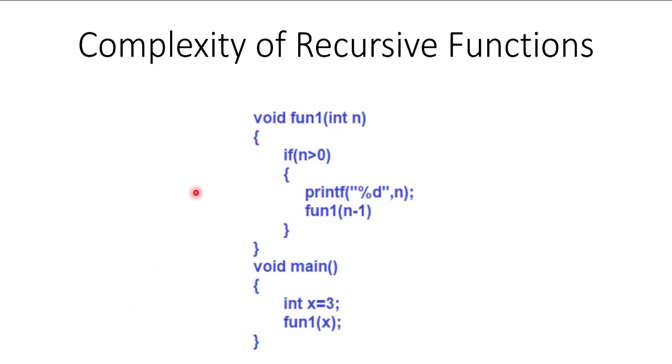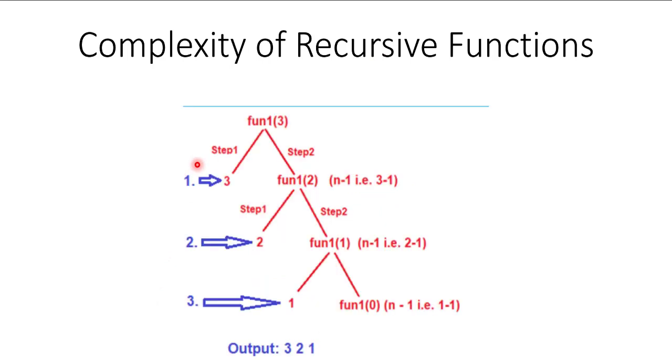To find this out, we are going to see this tracing tree, or we can also say this recursion tree. You can see in this recursion tree, first it prints the value 3, right? Then it prints 2, then prints 1. That means the printf statement is executed 3 times. So this recursive function will take 3 units of time to execute when the value of n is 3. Suppose the value of n is 5? Then it will take 5 units of time to execute. So we can say for n, it will take n units of time.